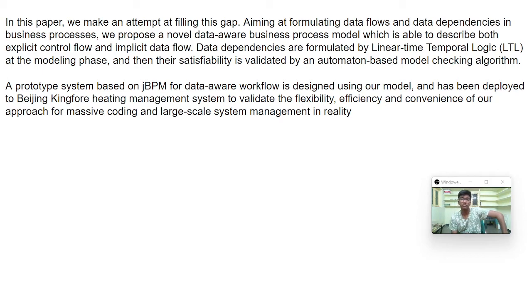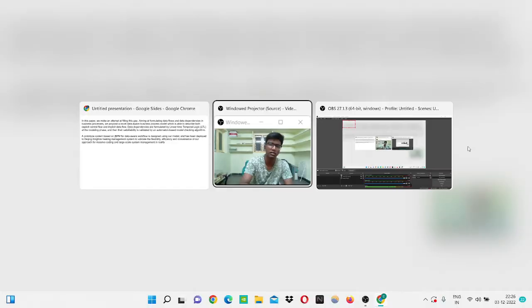Data dependencies are formulated by temporal logic, linear time temporal logic. In the modeling phase, the satisfiability is validated by an automaton-based model checking algorithm. A prototype system based on JBPM for data-aware workflow is designed using this model and has been deployed to the Beijing heating management system to validate the flexibility, efficiency, and convenience of our approach for massive coding and large scale.